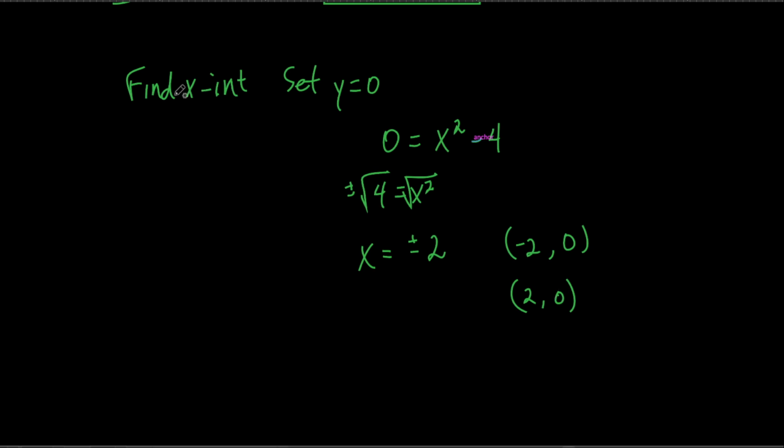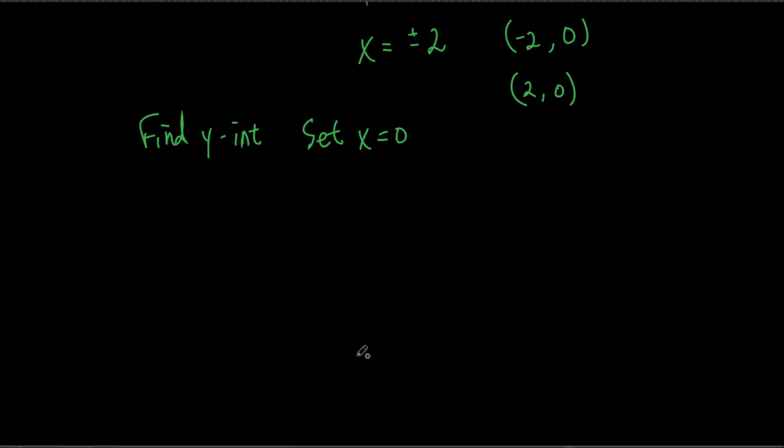So what else can we do? We can find the y-intercept, because we've got to find both intercepts. So we found the x-intercept. Now let's find the y-intercept. How do we find the y-intercept? What do we set? Set x equal to 0. Remember, you always take the opposite one. Set x equal to 0, and then we're going to solve for y. I'm going to write down the formula again so you remember. Okay, there it is. So what are we doing?